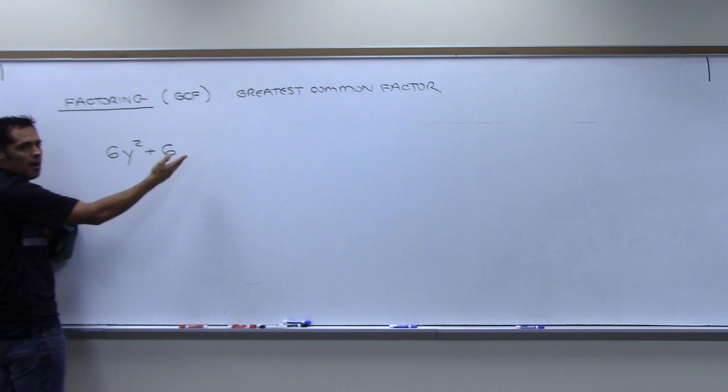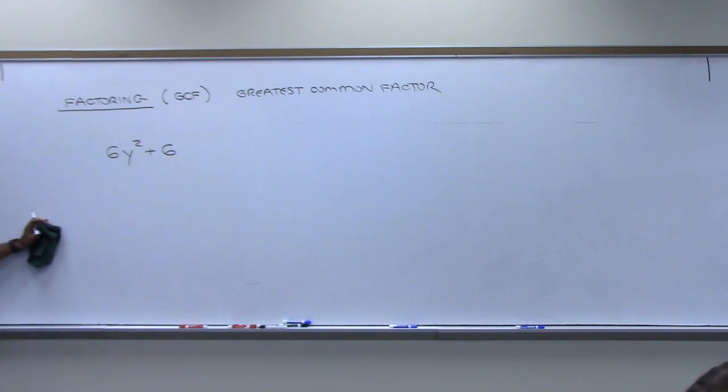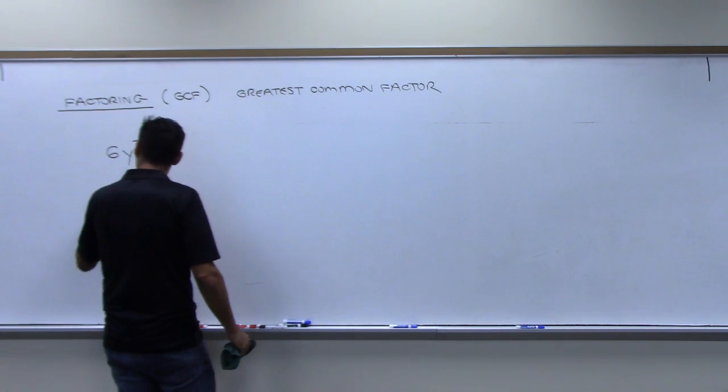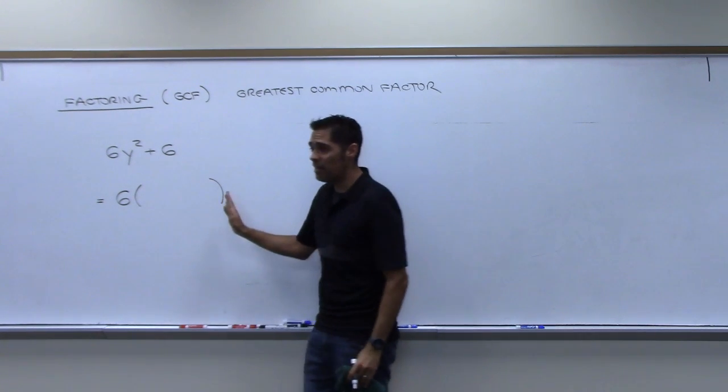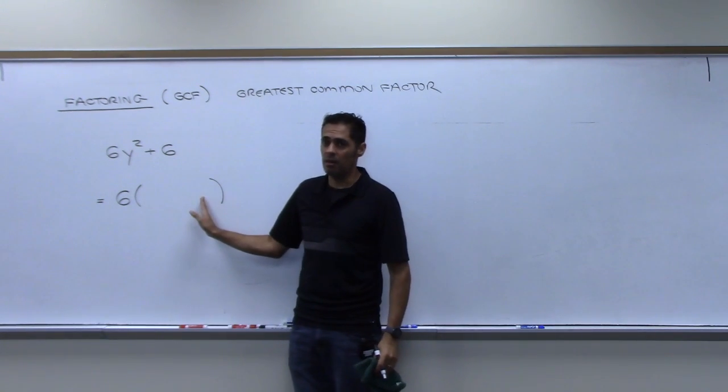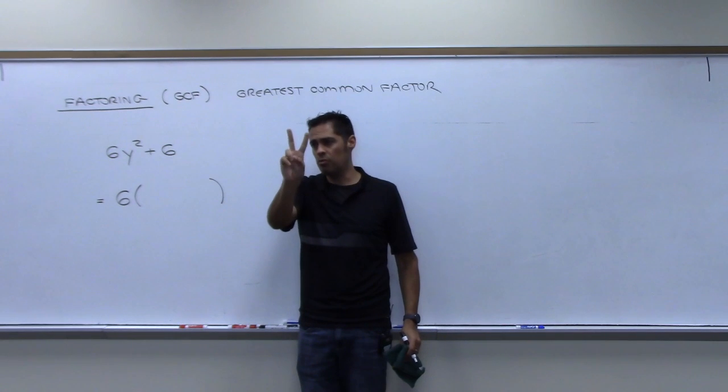This one doesn't even have a y. So the only thing that these both have in common, the greatest thing they do have in common, is a 6. So I just write this 6 here. So I'm going to put equals 6. Then I put a set of parentheses, and I allow myself enough space in here for two terms.